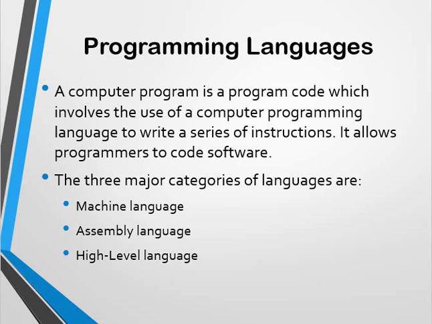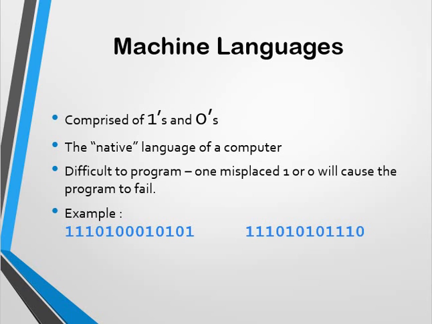The first language was machine language, which comprised of ones and zeros. Every instruction that is given to the computer is written in binary code using 1 and 0, and only the computer can understand the language directly. So obviously it is difficult for the programmers to program because one misplaced 1 or 0 will create a major error and cause the program to fail.